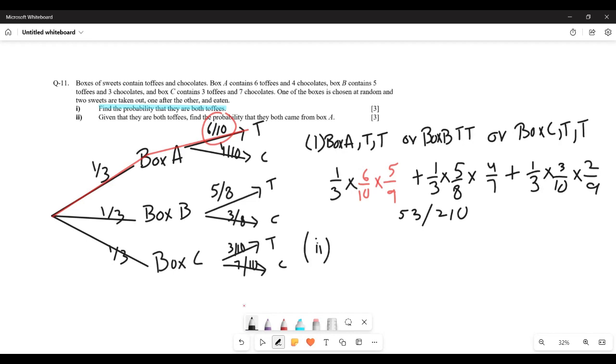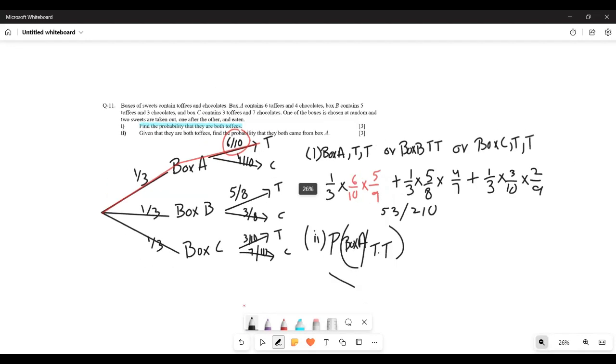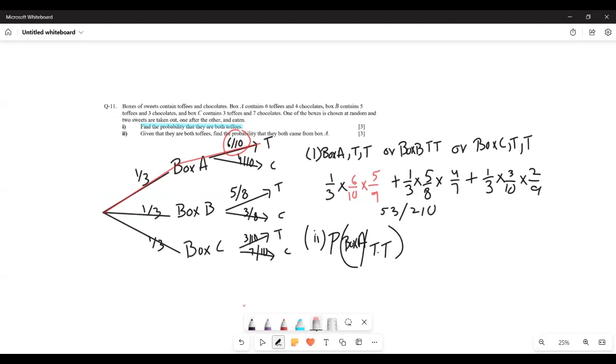Part 2. Given that they are both toffees, so the probability, given that they're both toffees, I'm writing slash toffee. So given that they're both toffees, we have already found that in part 1. Find the probability that they came from box A. So box A is chosen and toffee, toffee came from it. So find this conditional probability, use the same formula. The numerator has "and": box A is chosen and toffees came out twice from it.